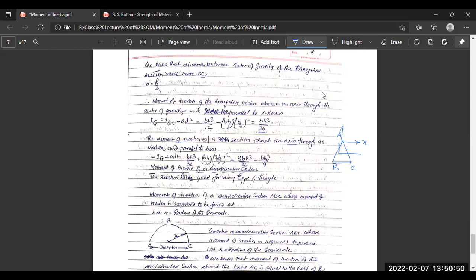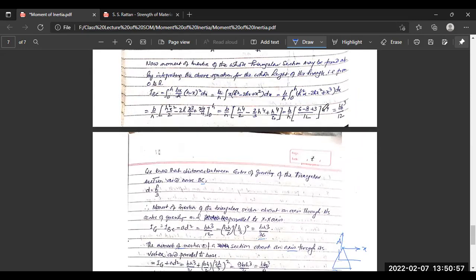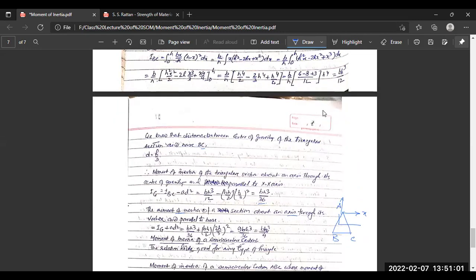For any type of triangle, there are three moments of inertia: about the base BC, it is equal to bh cube by 12; about the CG, bh cube divided by 36; and about the apex, it is equal to bh cube divided by 4.